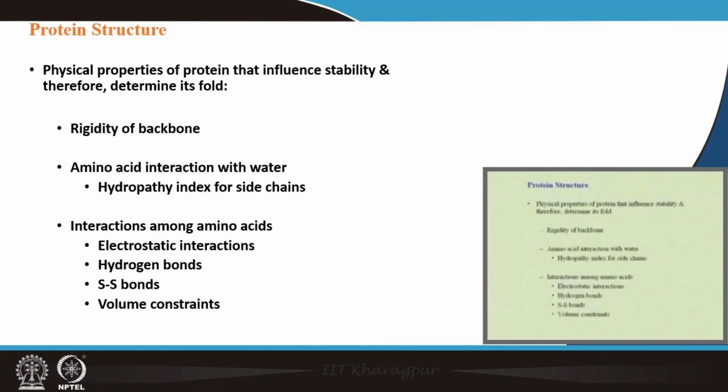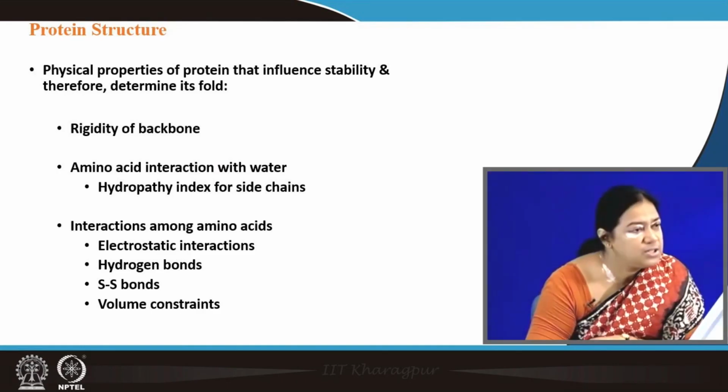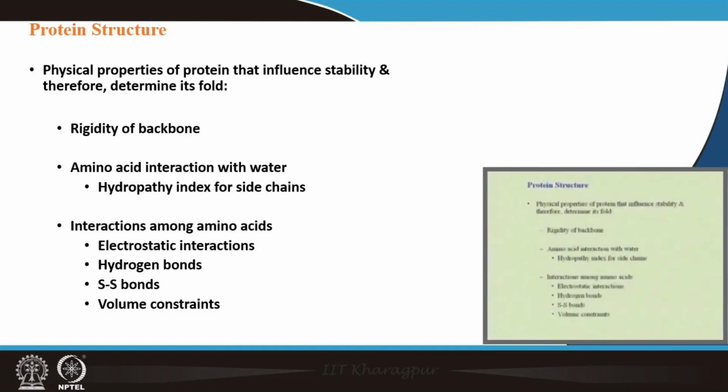We also have hydrogen bonds. Hydrogen bonds are going to be between the polar amino acid residues and the solvent, or between the polar amino acid residues themselves. The next one that we already mentioned was the SS bonds. Now what are these SS bonds? The SS bonds are the disulfide linkages.